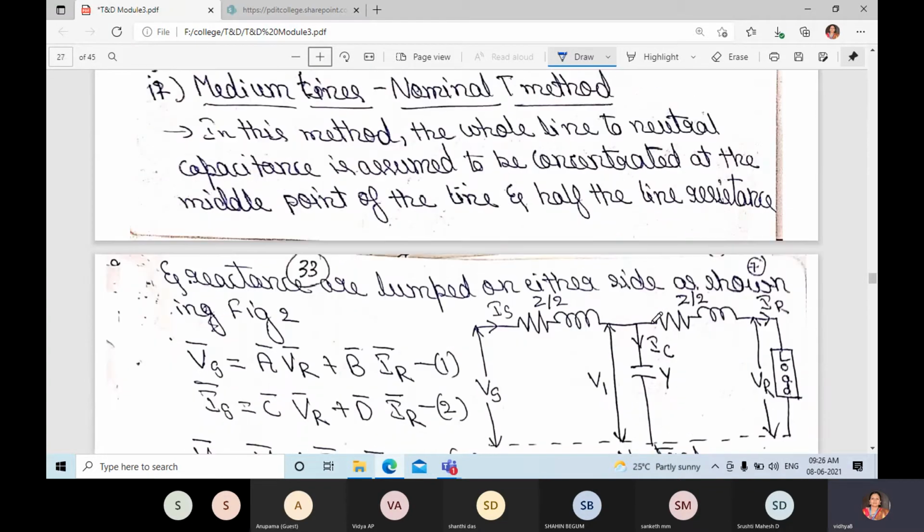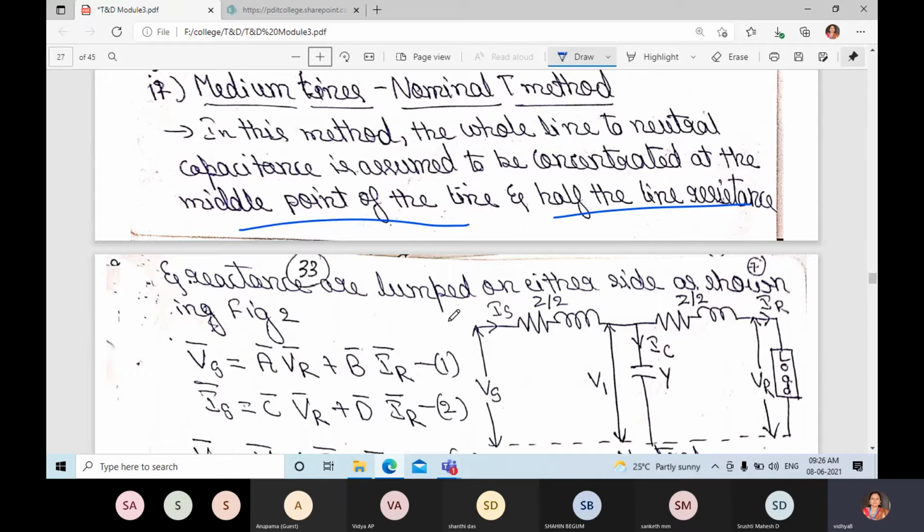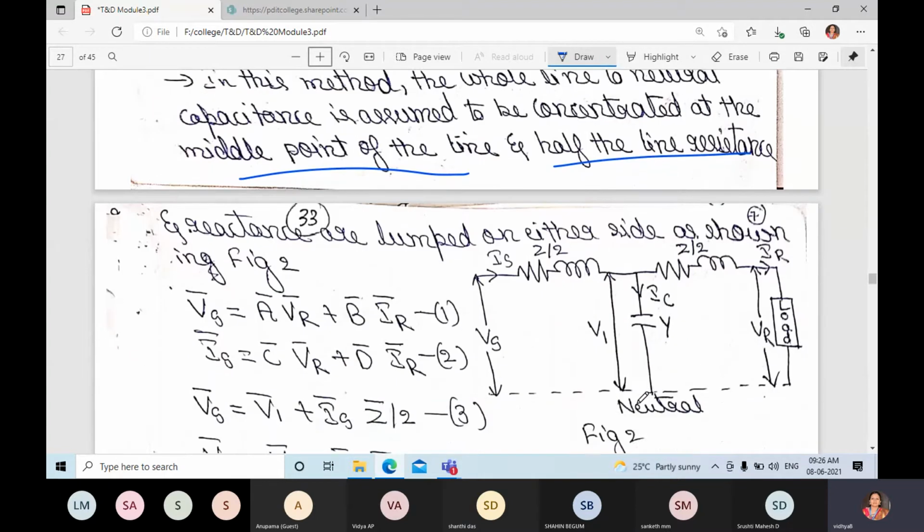Next is the medium transmission line in the T method. In this method, we consider the capacitance, which we assume to be concentrated at the middle point of the line, and the line resistance and reactance are lumped on either side. That is, resistance and reactance are divided and lumped together on this side, and here all the resistance and reactance are lumped together towards the receiving end side.